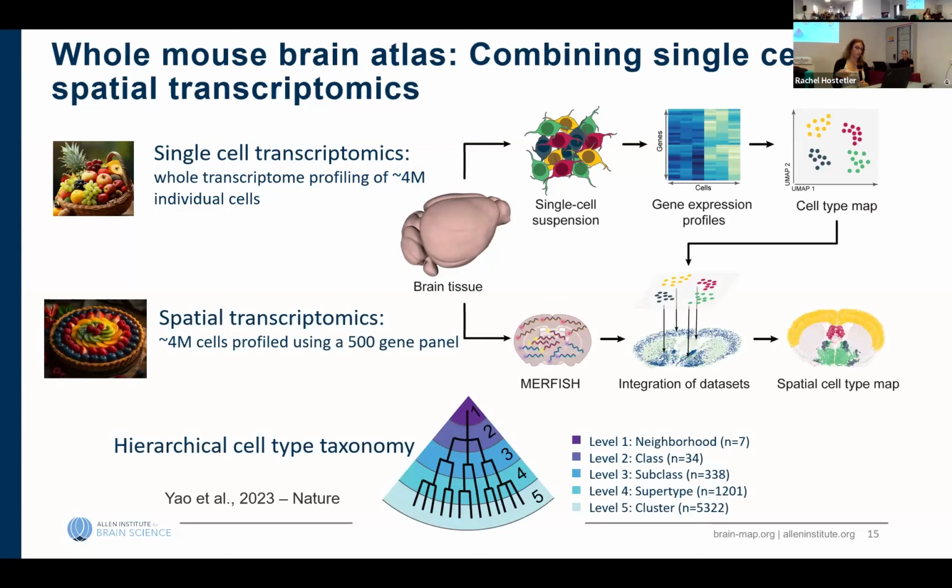So at the very bottom of the taxonomy, over 5,000 different clusters were identified. And then above that, we had supertype, which is another level. Then we have subclasses, classes, and neighborhoods. So there were 7 neighborhoods. Below that, 34 classes, over 300 subclasses, 1,000 supertypes, and then our 5,000 clusters at the bottom. And again, this was looking at the entire mouse brain. This wasn't just looking at one brain. We had a whole mouse brain profiled for these experiments.